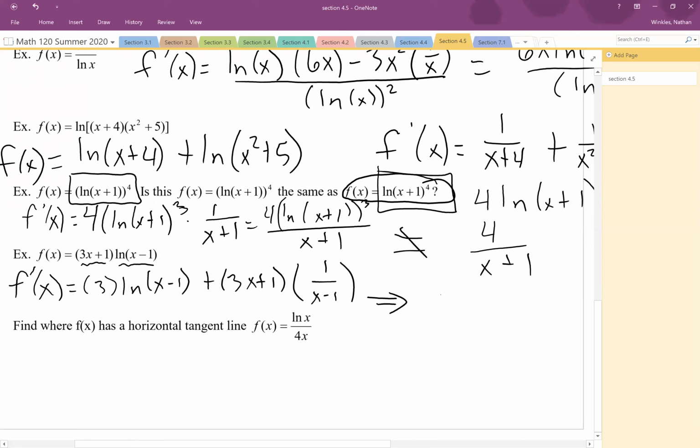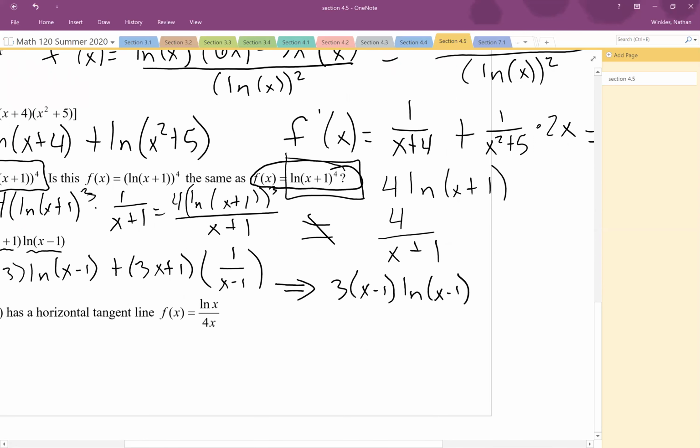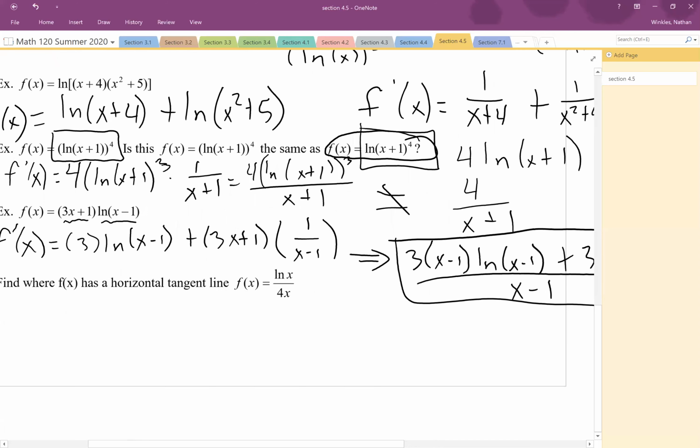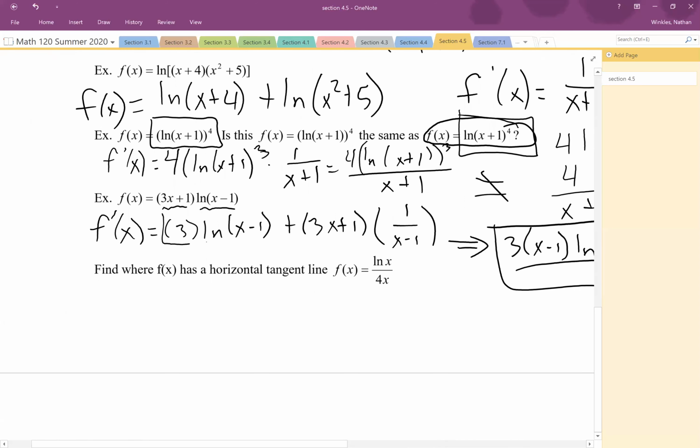to make this, if we multiply everything by x minus 1, 3 times x minus 1 times the natural log of x minus 1. Be careful not to multiply inside that ln. That's an argument of ln, not a multiplier, so you don't multiply that. And then plus 3x plus 1 all over x minus 1. So be careful that you don't try and do that. Because all we did was we took this term and multiply by the quantity x minus 1.